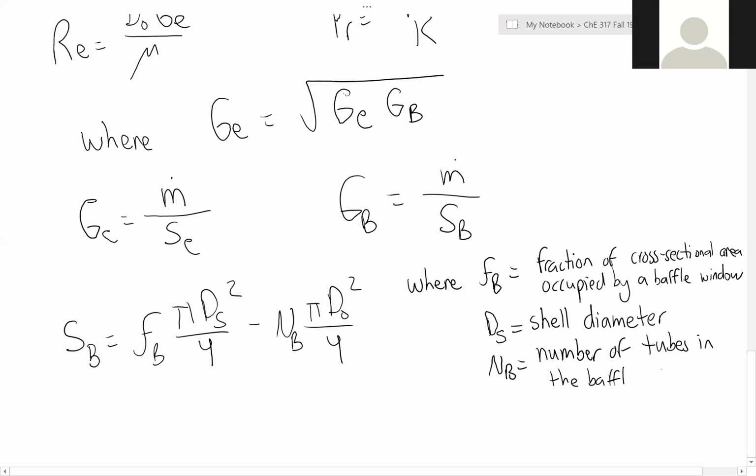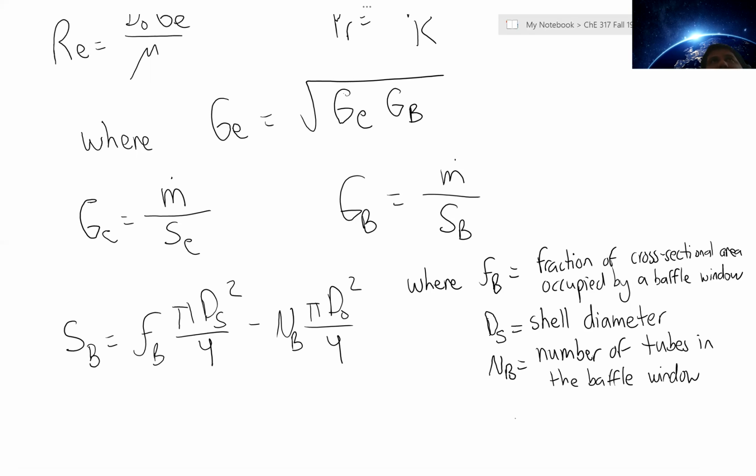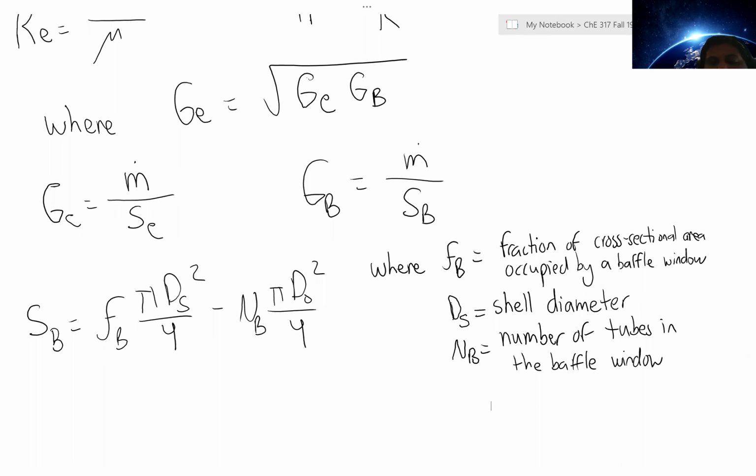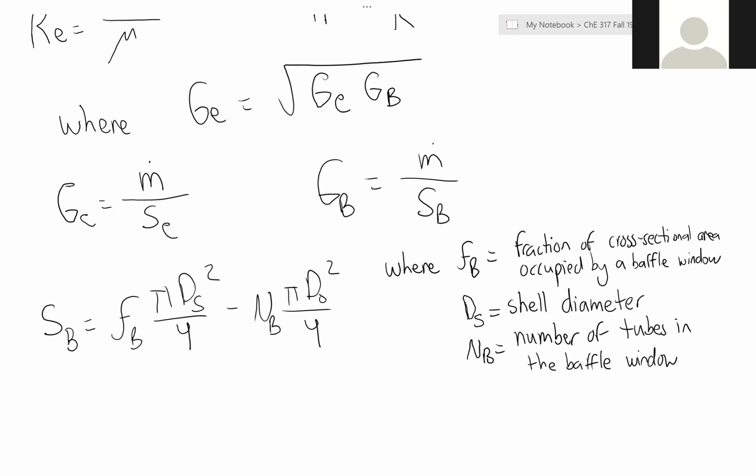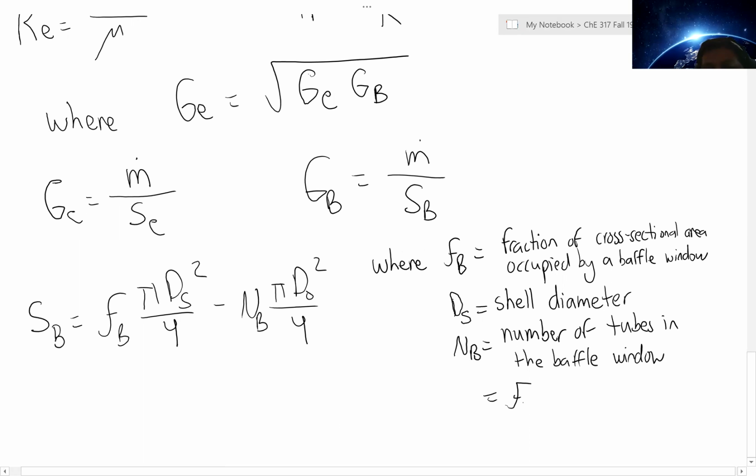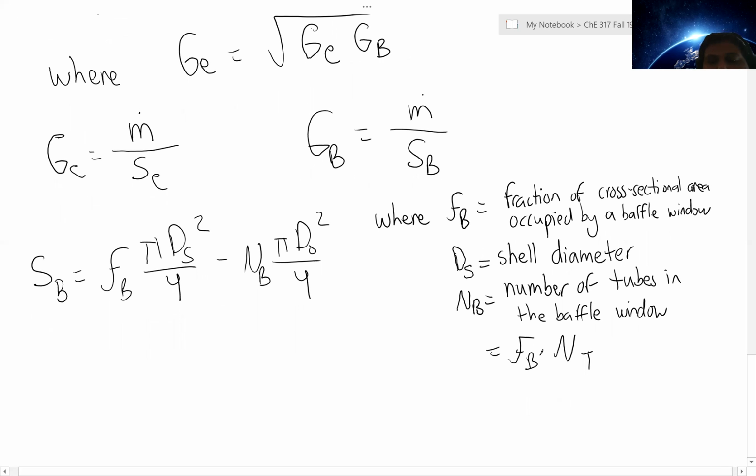When you say number of tubes in the baffle window, does that mean the number of tubes that flow through the baffle or the number of tubes that flow through the open space? The number of tubes in the baffle window would be the number of tubes that are occupied by a particular section cut off by baffles. Okay, thank you. And so we typically calculate this as F sub B times the total number of tubes. And then D sub 0 is the outside tube diameter.